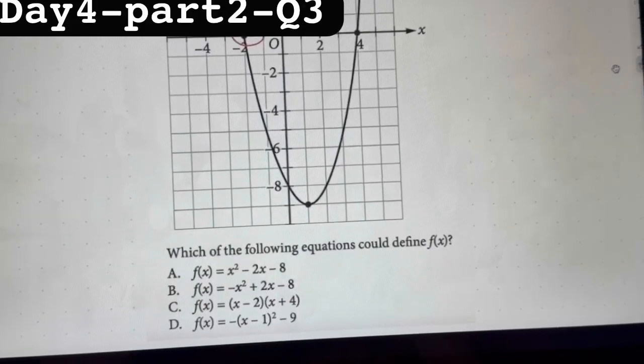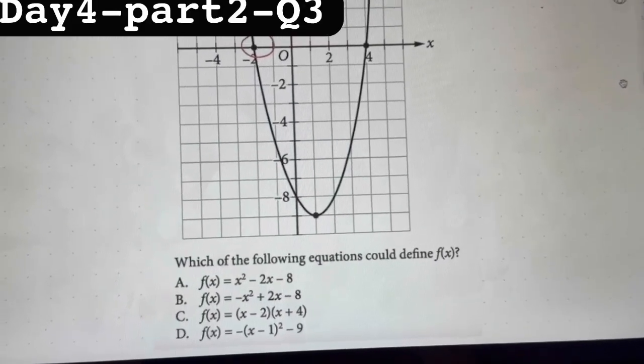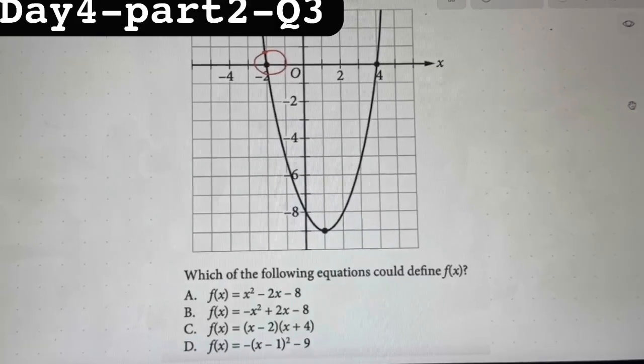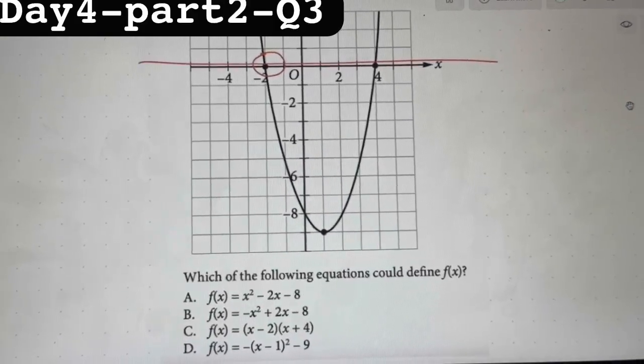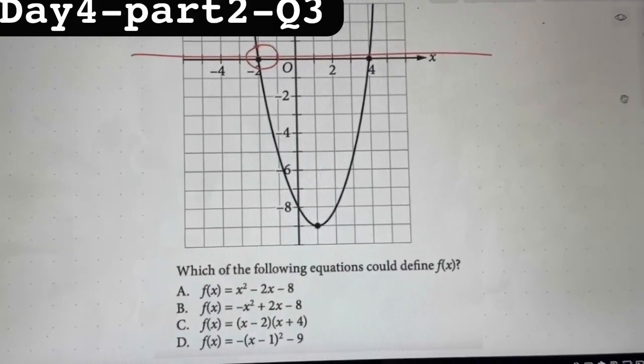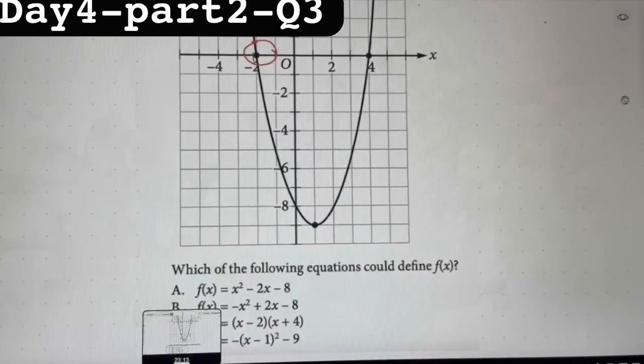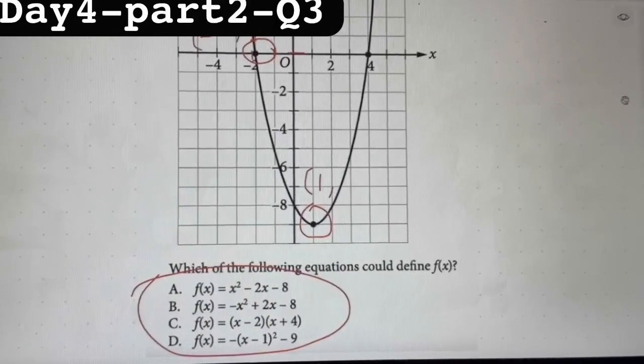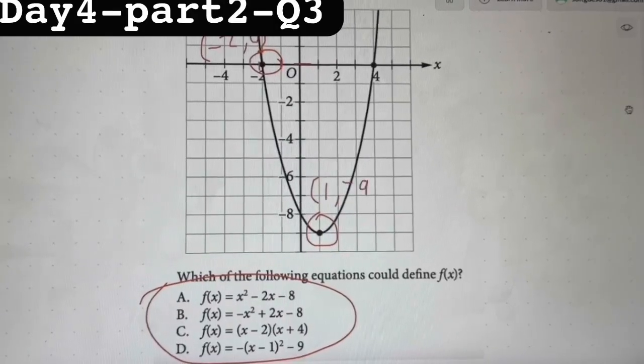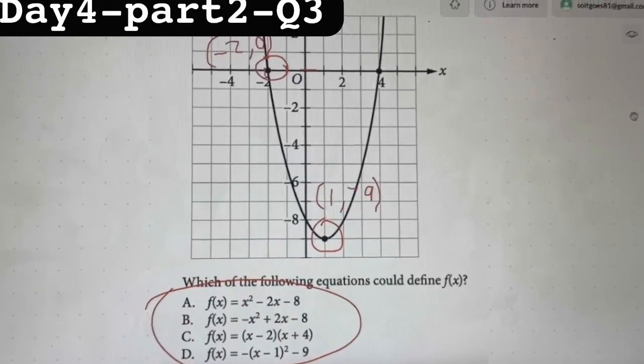For example, this point on the graph. I know that when x is -2, right? This is the x-axis going left and right. Here's -1, here's -2. I know what my y value, my f of x value, has to be -9. Because that's the point, 1, -9.